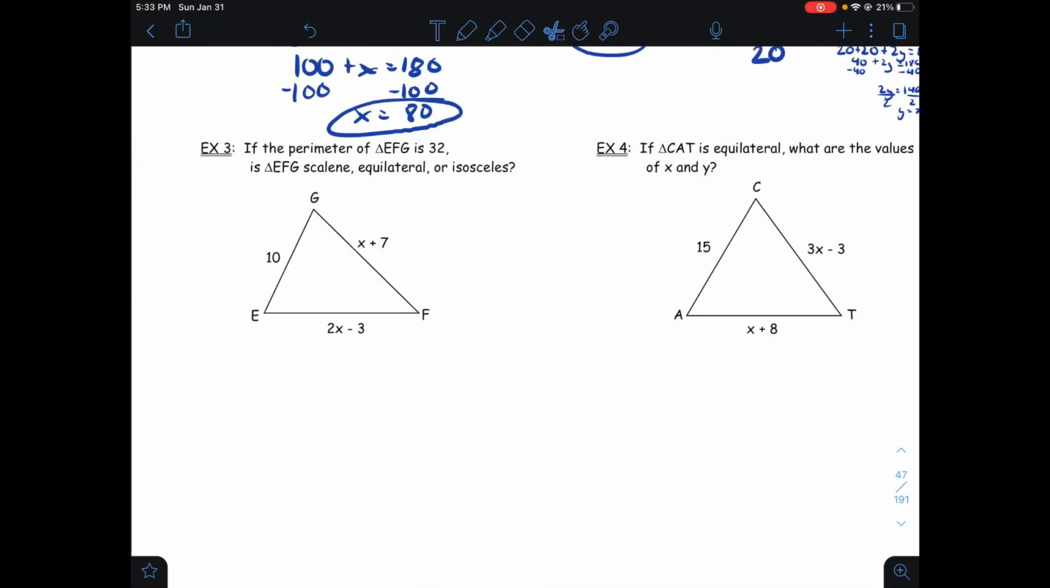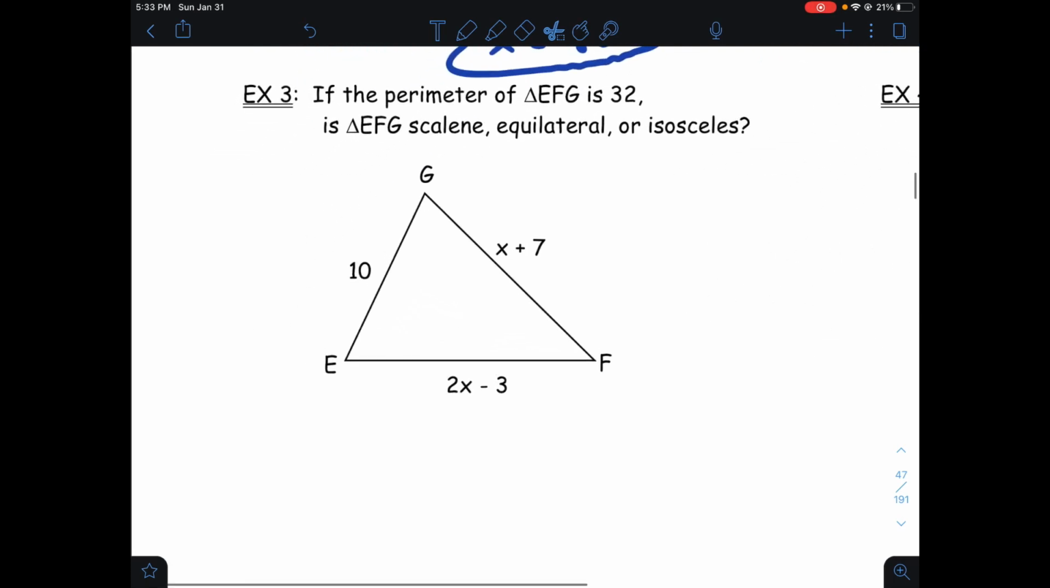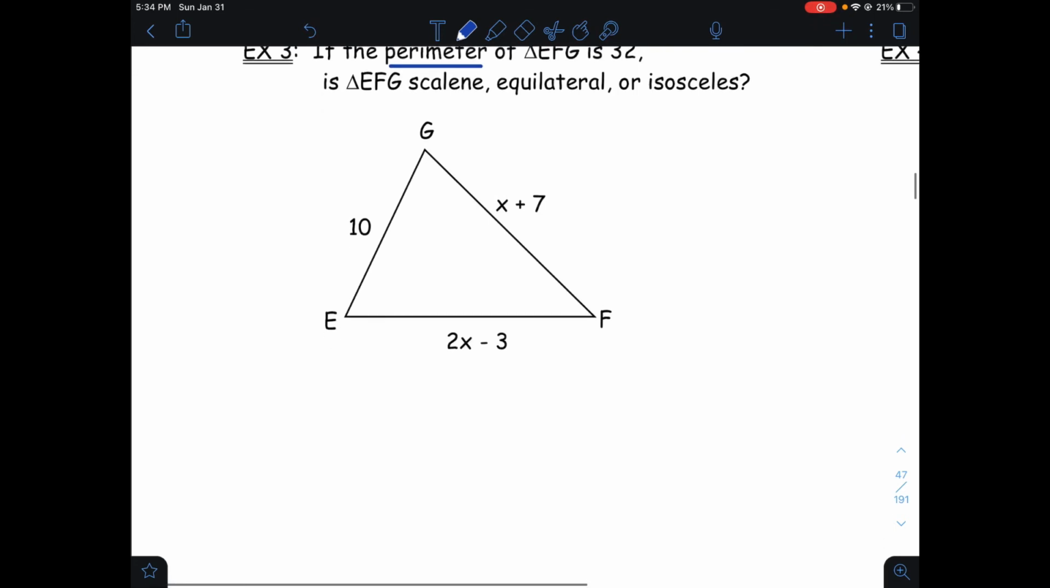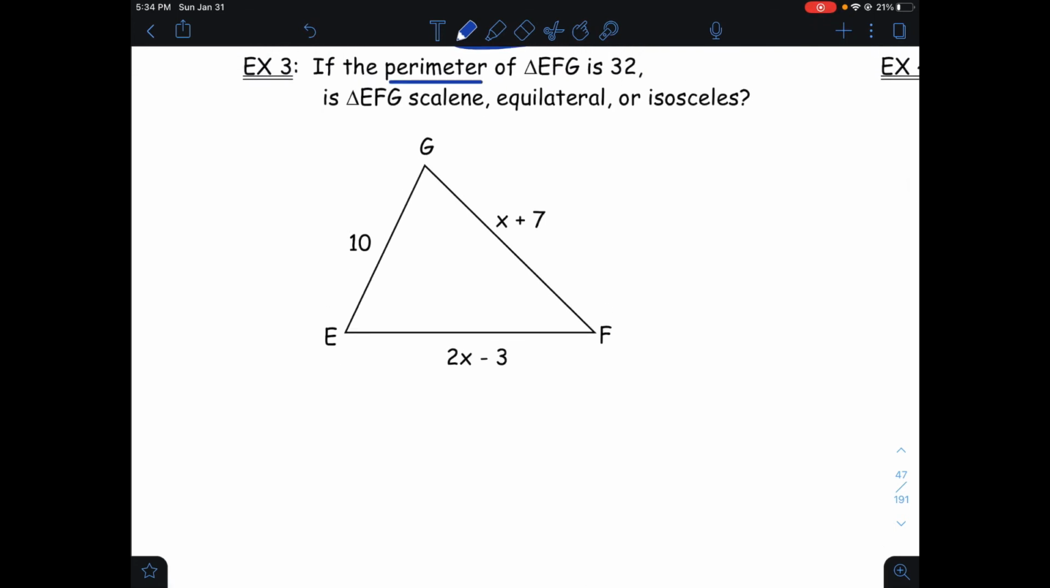All right, you guys are doing a good job. We got 2 more to go. So for example 3, it says if the perimeter of triangle EFG is 32, is EFG scalene, equilateral, or isosceles? So perimeter is what you get when you add up all of the sides. So they basically are telling us if you add up all the sides, you get 32.